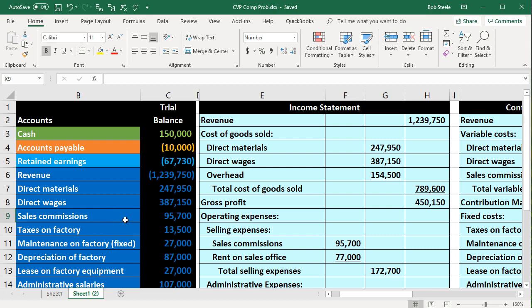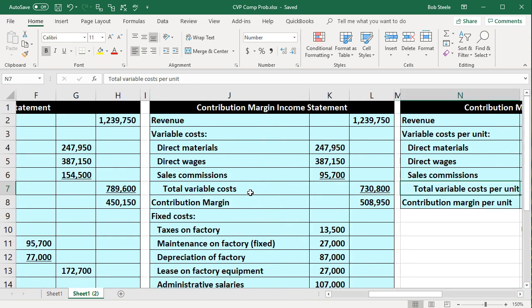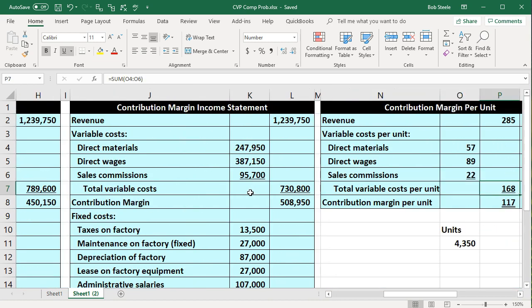In this presentation, we will continue on with our comprehensive problem. In prior presentations, we took a look at the trial balance. We created the standard type of income statement from it. Then we created the contribution margin income statement. That's what we're generally using with the CVP analysis. These are the tools we have, breaking out between variable and fixed costs.